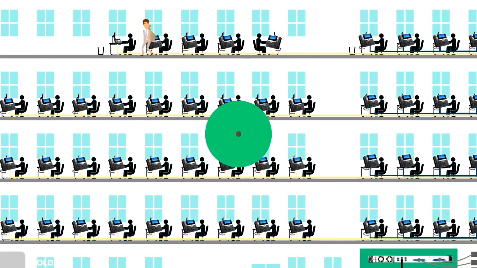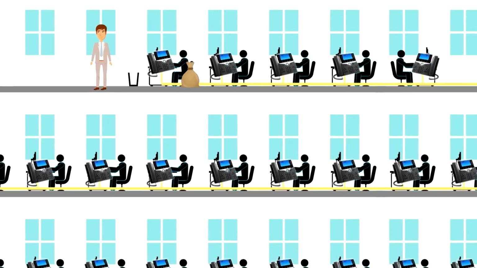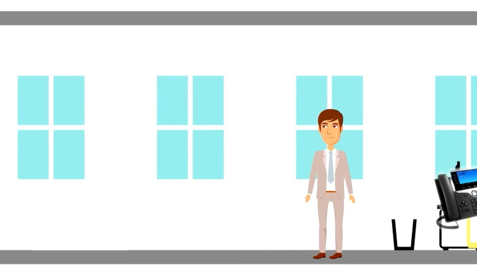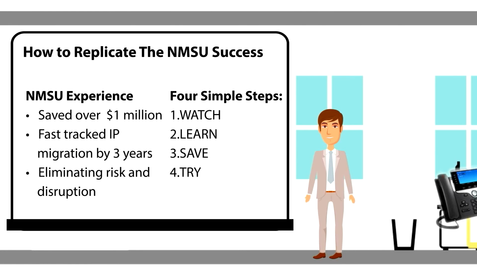Now, simply repeat this step until you are finished. You're done. 100% IP, saving money, and your staff is more productive and happy. IP migration is made simple. Replicating the NMSU success is only 4 steps away.